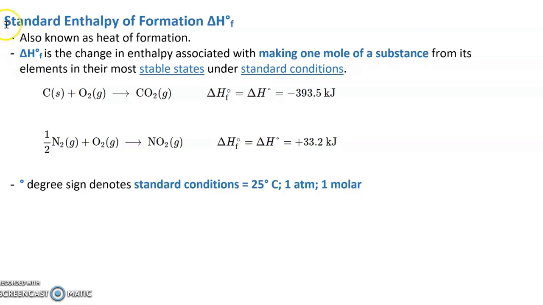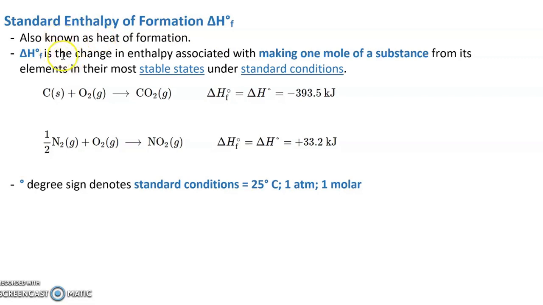We'll be talking about standard enthalpy of formation, given the symbol delta H naught sub F. We pronounce that degree sign as naught. So delta H naught sub F just stands for standard enthalpy of formation. It's also known as heat of formation, as we often refer to enthalpy as heat.